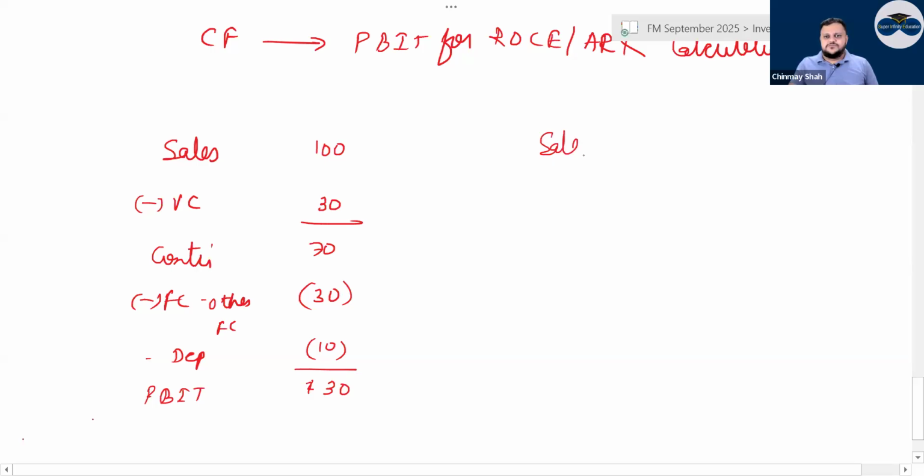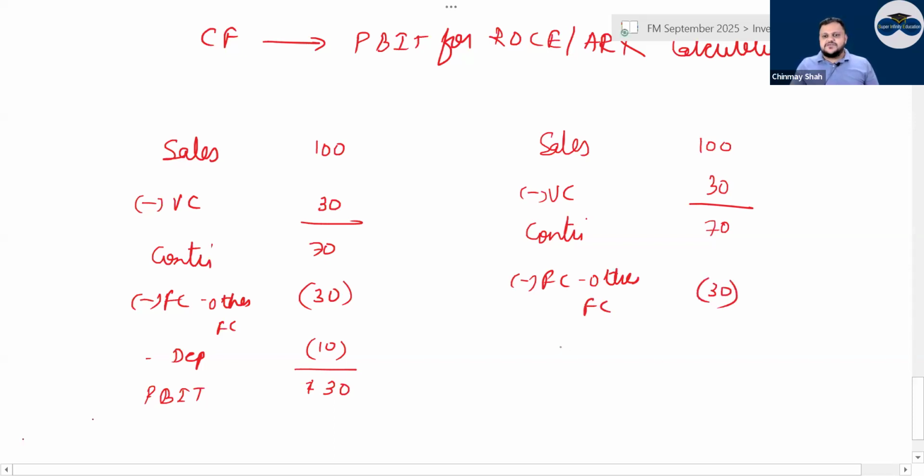We understand cash flow. So sales: 100, full cash flow received. Variable cost fully paid, 30. Contribution as per cash flow is how much? 70. Minus fixed cost. Other fixed cost is fully paid in cash. And depreciation? Nothing to be done. Tell me how much is now?